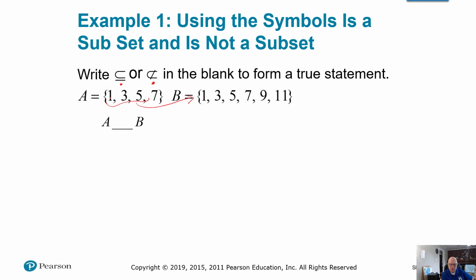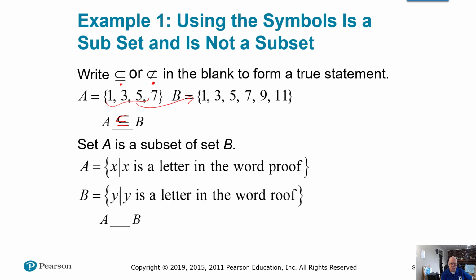So if you take 1, I see it over there. Check. 3, I see it over there. 5, I see it over here. 7, I see it over here. Now, it doesn't matter that there are some extra ones over here. Every one in the first set is in the second set. So, A is a subset of B. That's how you go about it. Take the first set, see if everything there is in the possibly bigger set to the right.